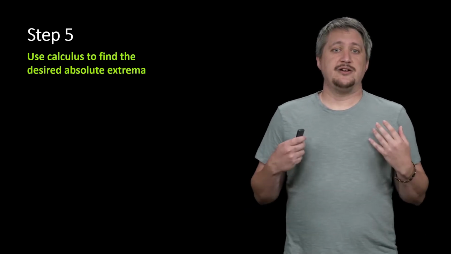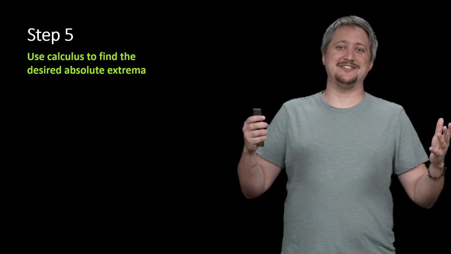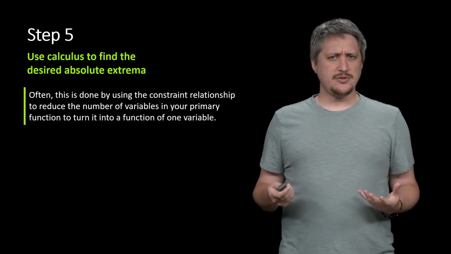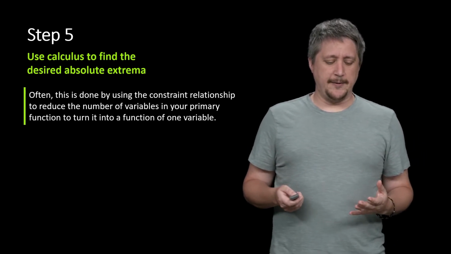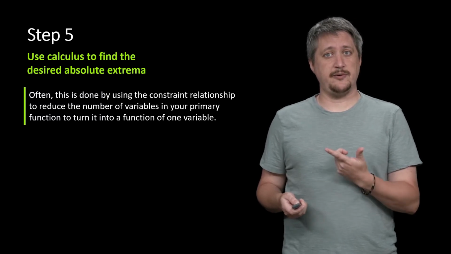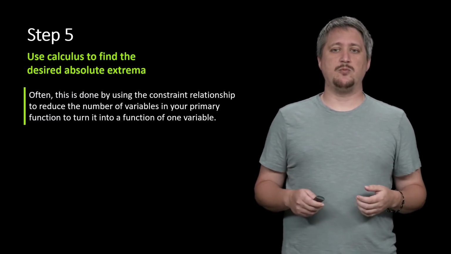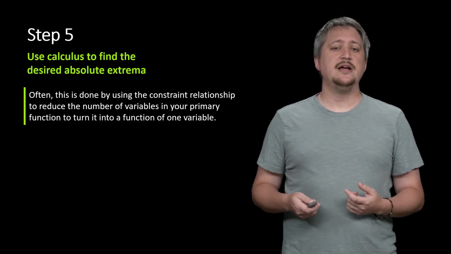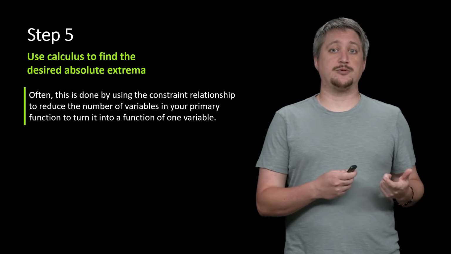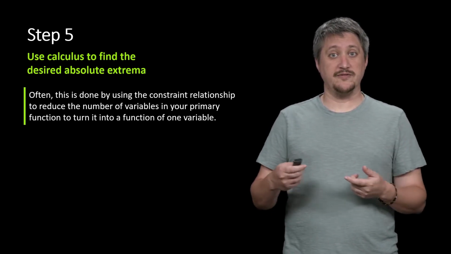Step 5, use calculus. It's a nice broad thing to say. Use calculus to find the desired absolute extrema. So often what we end up doing is taking whatever the constraint relationship is, some sort of expression or equation with the constraint built in, and we use that to reduce the number of variables in our primary function in order to get our primary function to be one variable.